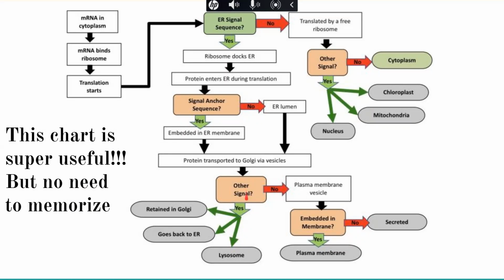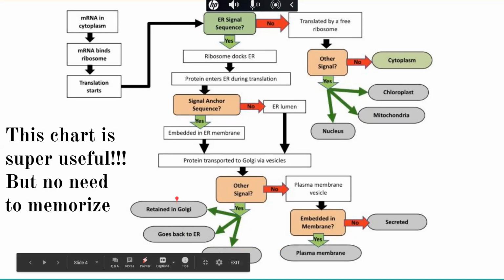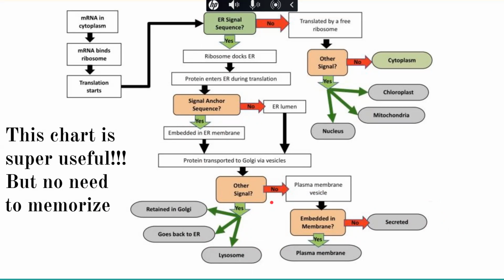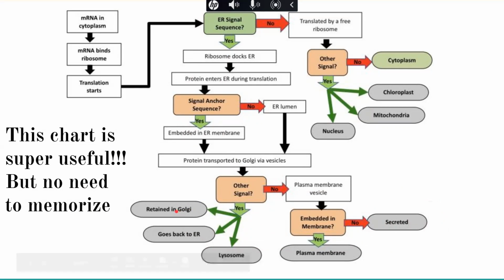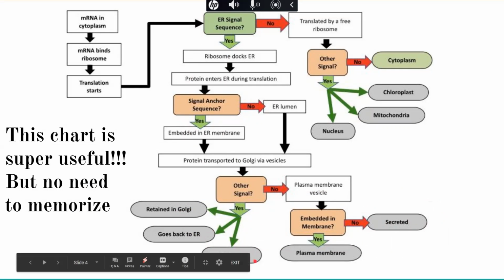And then this just goes through all the other endomembrane system organelles, and then how the protein would be secreted. So if the protein needs to be secreted, it needs to go through this entire process to be secreted outside of the cell. Same with if it needs to be in the Golgi, the ER, or the lumen.